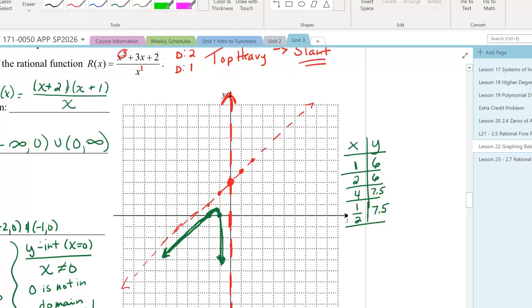So let's plot those. So 1/2 is 1, 2, 3, 4, 5, 6, 7.5. 1 is 6. 2 is 6. And 3 was 7.5. So it's going to come down here and swing back up like so. And that's the graph of the rational function.